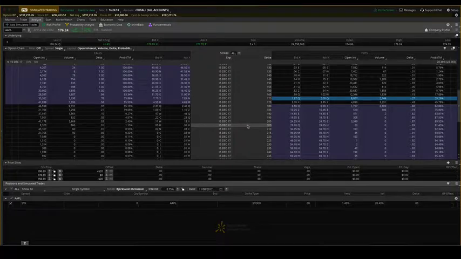Option delta can save your bacon by helping you determine the probability that an option will be in the money at expiration. Okay, so once again, this is the Thinkorswim platform. This is the Analyze tab. This is a simulated trading account, but all the data is current and up to date.